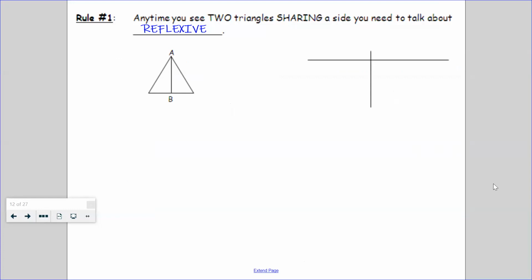Remember, we've talked about with proofs, the order does not matter. So it does need to be on some line, but you will need to write somewhere in your proof that this middle line is congruent to itself. So we would say side AB is congruent to side AB by the reflexive property. So every time you see a triangle sharing a side, you need to talk about the reflexive property somewhere in your proof.